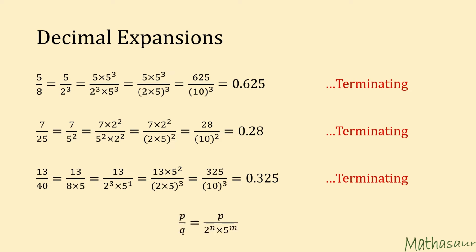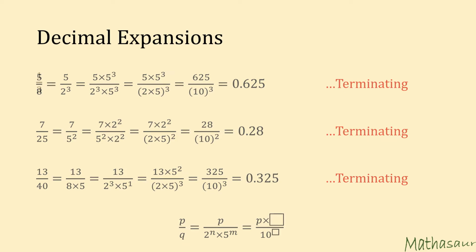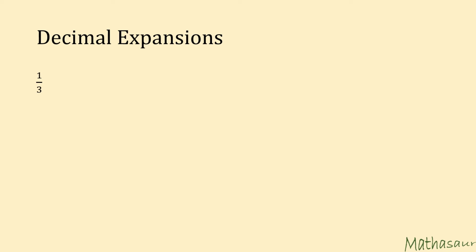So for a rational number in the form p upon q, where the denominator can be expressed as a power of 2 and a power of 5, or 2 raised to the power n times 5 raised to the power m, we have just seen that we can easily manipulate the denominator to become a power of 10. And this would give us a terminating decimal. Let us look at a few more rational numbers where the denominator does not have 2 and 5.